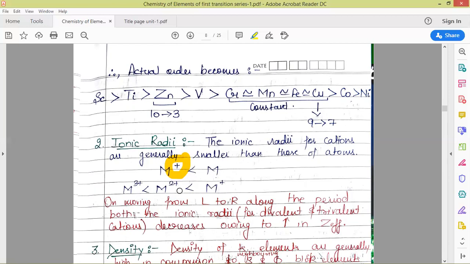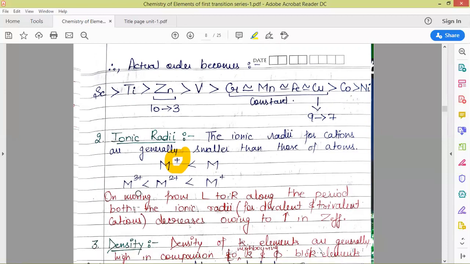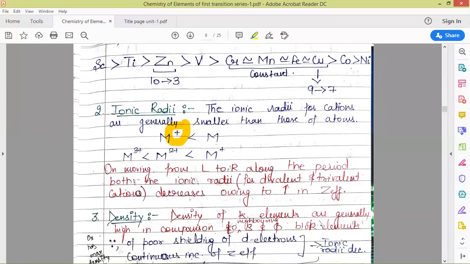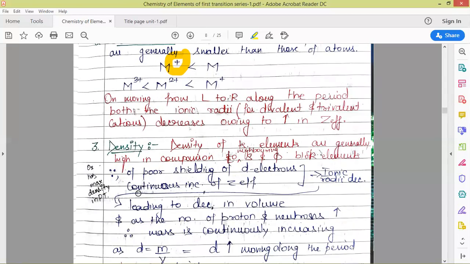So here ionic radii is maximum for neutral, then for 1 positive, then for 2 positive, and then for 3 positive. So ionic radii is least for the species which is having the highest oxidation state or having the highest charge on it. This is for the case of cations, not the anions. For anions the case is opposite, but d block elements are all electropositive in nature and they do not form any anions.